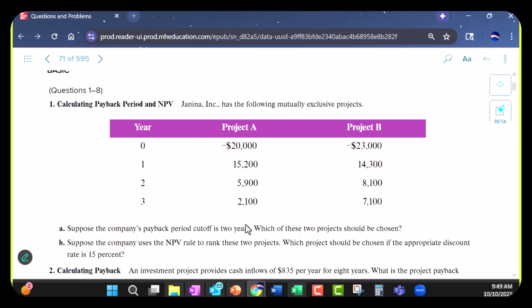Let's go to chapter 5. Let's go to questions and problems. Okay, let's do this. For each set of cash flows, these are mutually exclusive. Calculate payback and whatever.